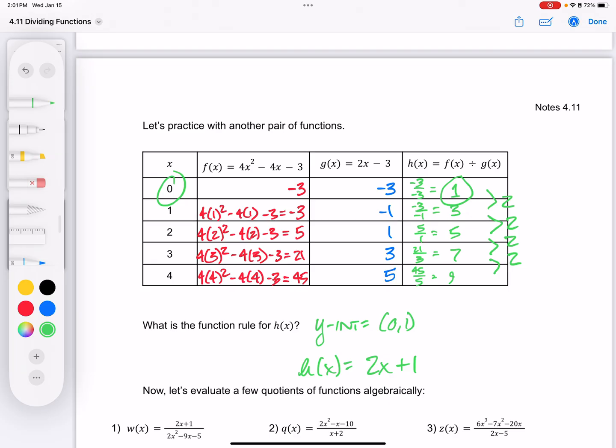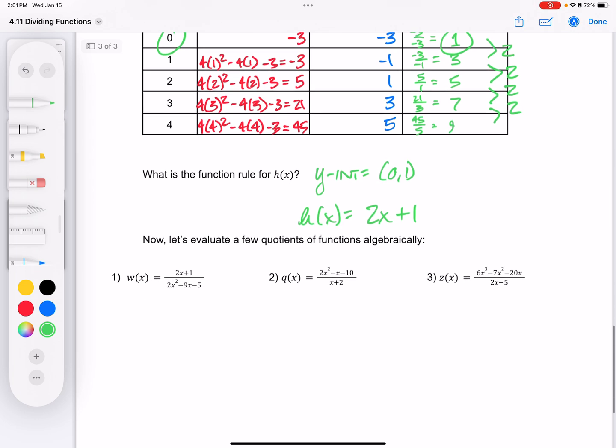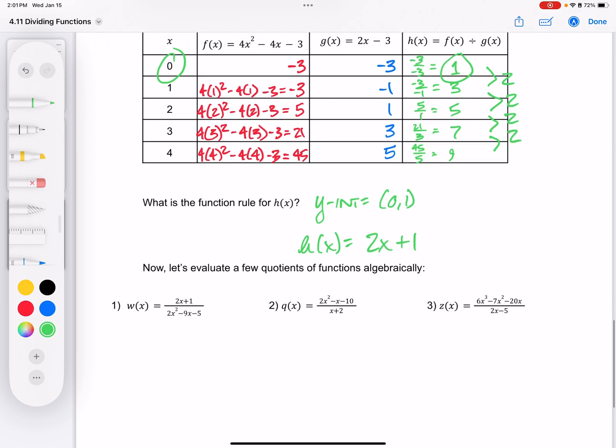So plug in 1: 2 times 1 is 2, plus 1 is 3. 2 times 2 is 4, plus 1 is 5. So that's how it works. Okay? So I can do that just by looking at the table and doing regression, or doing what I know about finite differences. Okay?